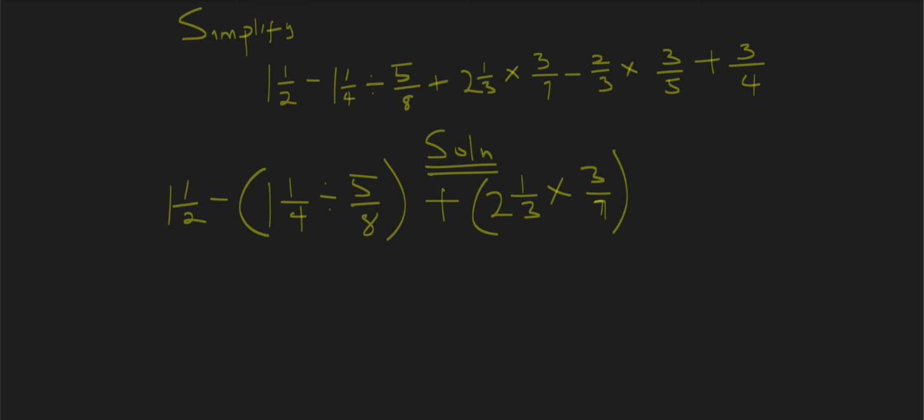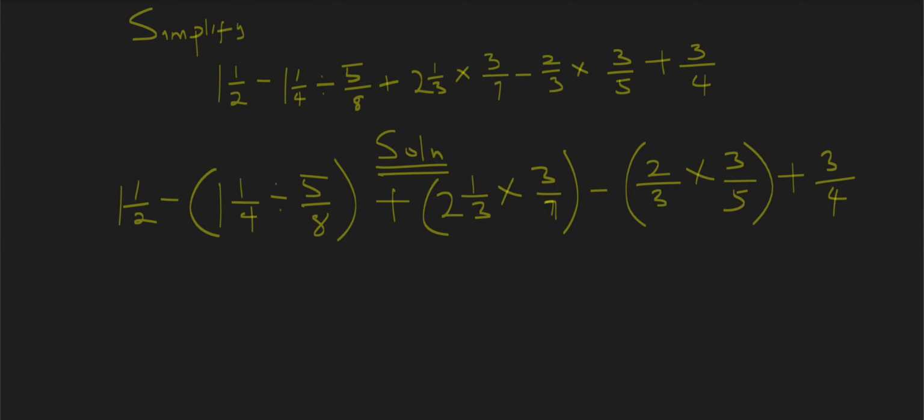Then next we have minus 2 over 3 times 3 over 5. So I'll put minus here and then put this in brackets: 2 over 3 times 3 over 5. Okay, so this is what I have. Then plus 3 over 4. All right, so now we have this 3 over 4.